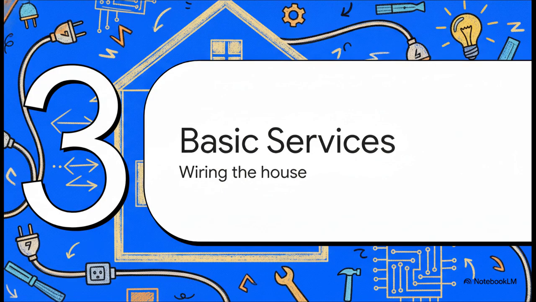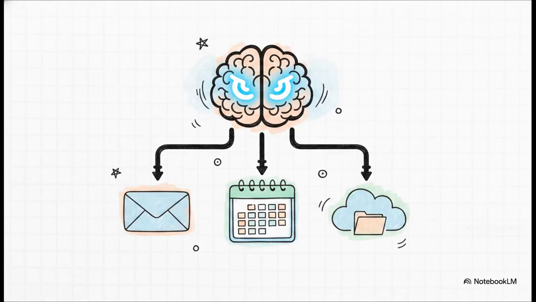All right, on to phase 3, integration of basic services. Let's start wiring this house. Codex has these really great official pre-built connectors for the standard tools most of us use. So if you live inside Google Workspace, for example, you can connect your Gmail, Google Calendar, and Google Drive with just a couple of clicks. And this is the exact moment your AI essentially wakes up and actually sees your world. Suddenly, it can read your emails, understand the context of your schedule, and reference your actual working documents.